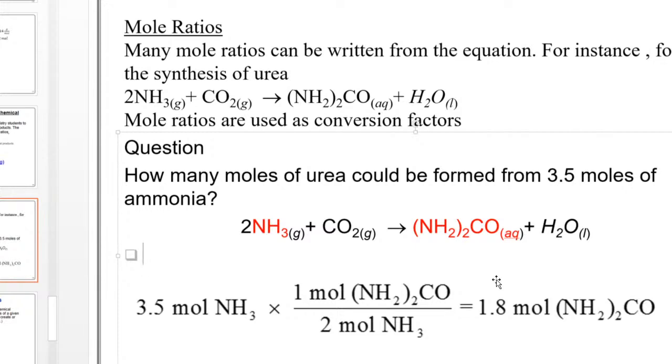That's the conversion. So basically you're multiplying 3.5 times 1 over 2, which is giving you 1.8 moles of urea. So this conversion factor is obtained from the mole ratios. These are the mole ratios. 2 moles of ammonia react to give you 1 mole of urea. So the mole ratio is actually 2 to 1.